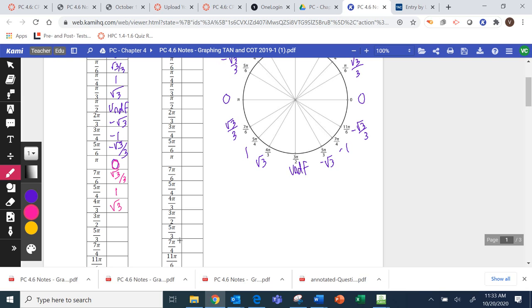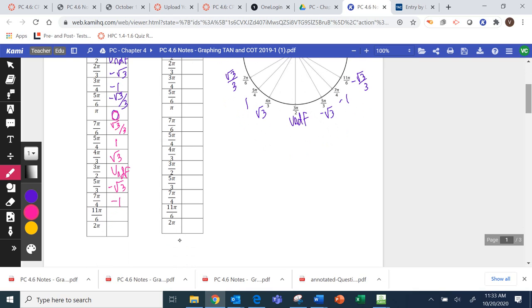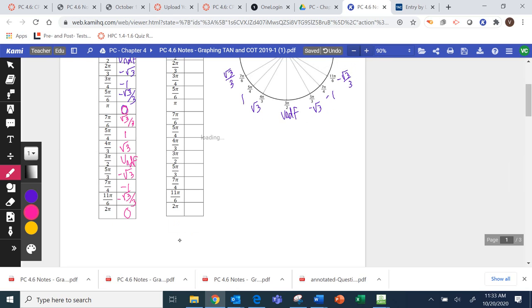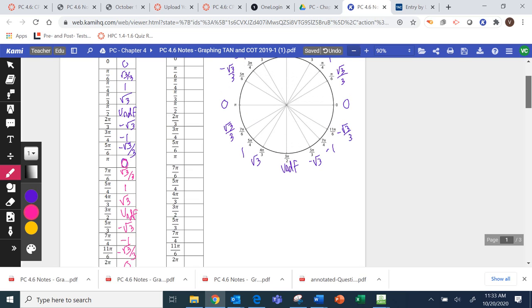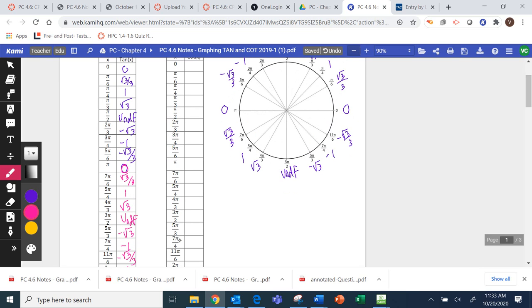I'm just copying down these values going around the circle. So if you can't keep up, it's not the end of the world if you don't get this all copied down. Okay, I do have to zoom out just a teeny tiny bit. You're probably not going to be able to see the values perfectly from where you're sitting.